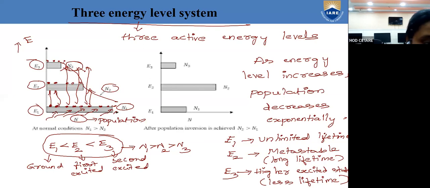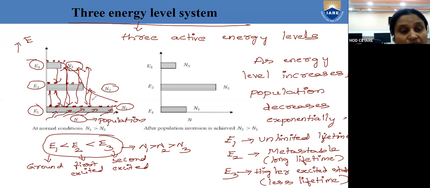Now I am saying that atoms which have gone to E2 will not lose their energy and come down to the ground state fast, whereas E3 atoms will release their energy faster than E2. Why? Because of lifetime. Here, E3 lifetime is less. What do you mean by less lifetime? It means that within a short time these atoms will undergo spontaneous emission. Spontaneous emission means on their own, without any energy, they give up their energy and come down.